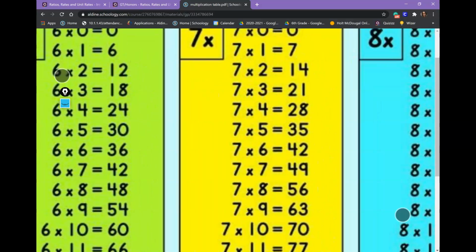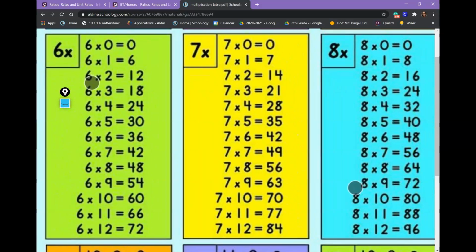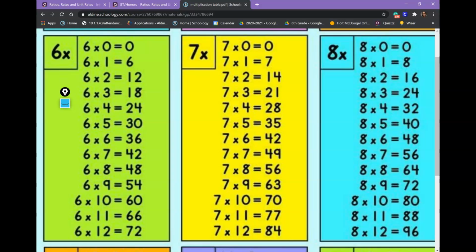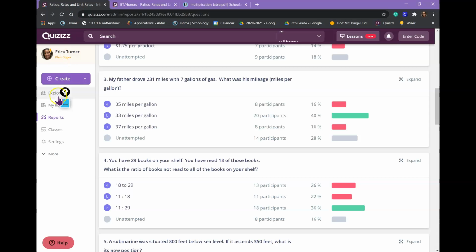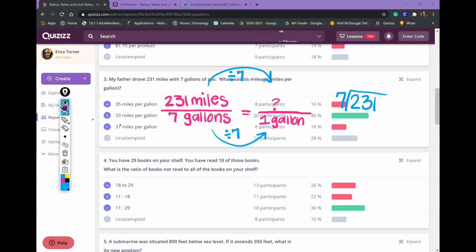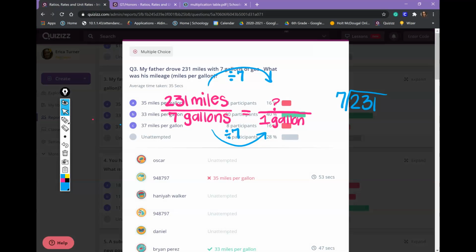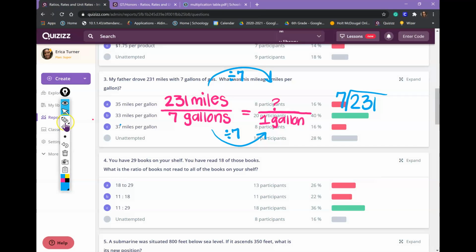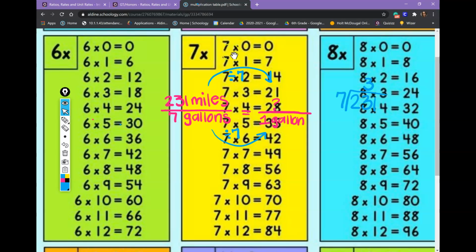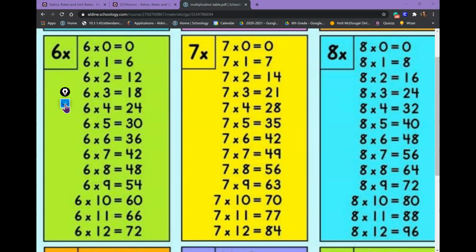So then what I'm going to do is find my 7s, and I'm going to look for 23 as a product. I see 21 and 28, so I'm going to choose 21 because it's smaller than 23. So going back over here, 7 can go into 23 3 times, because we just found out that 7 times 3 equals 21.